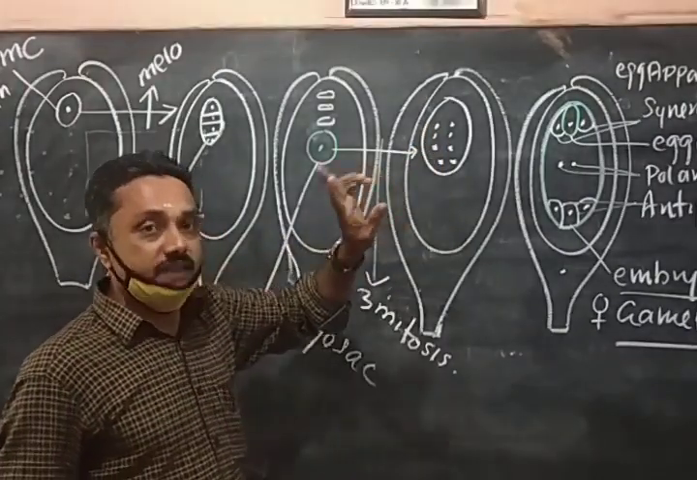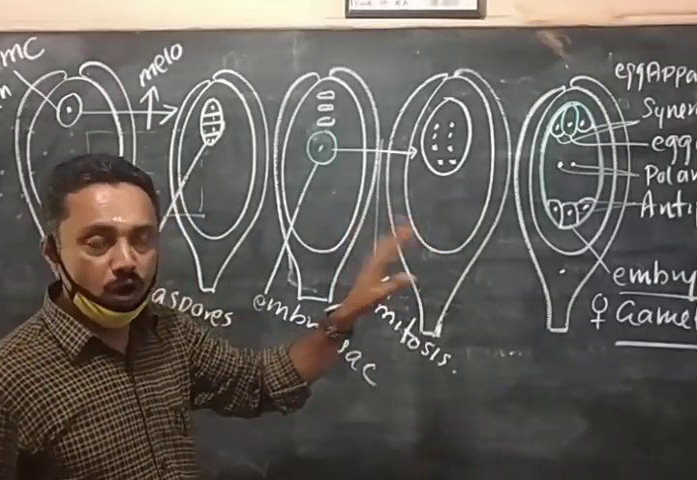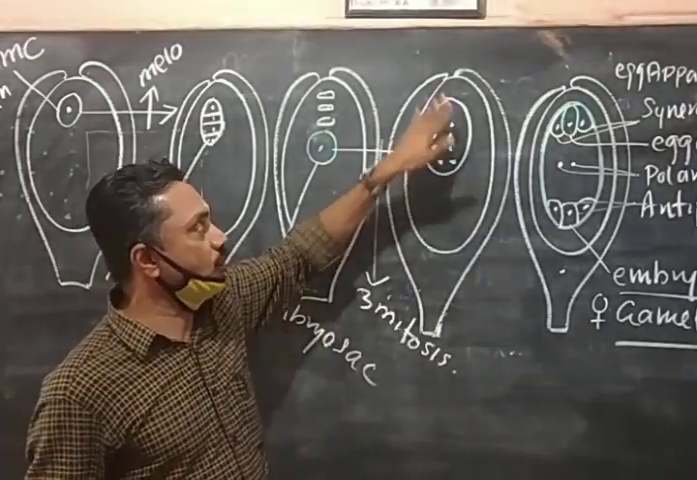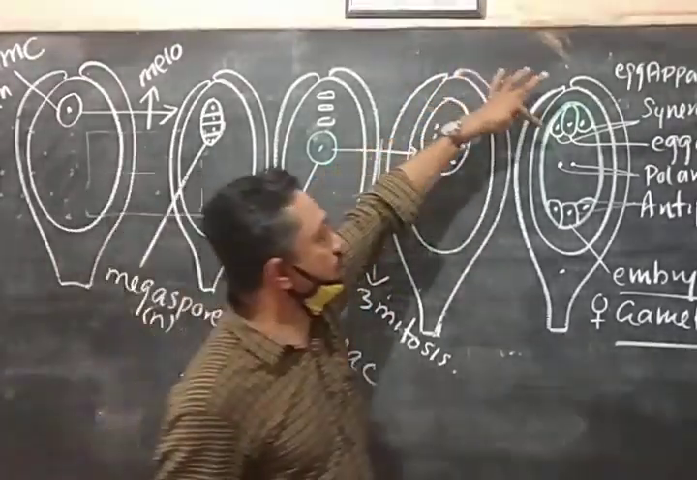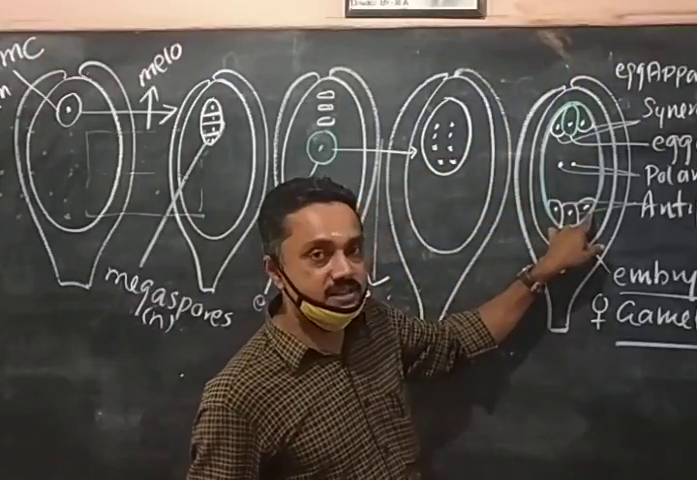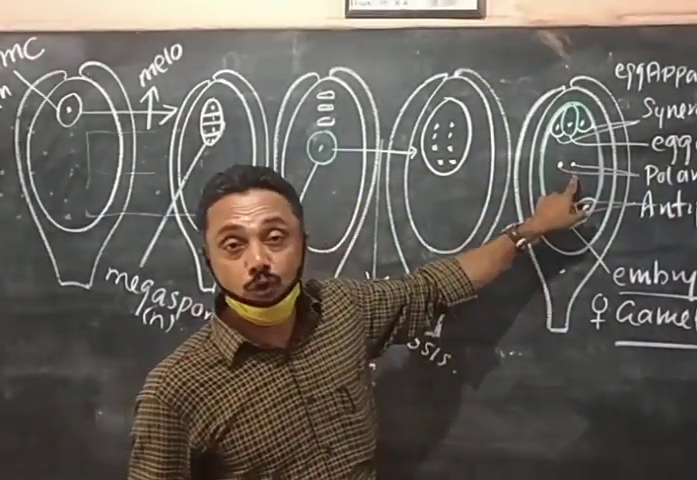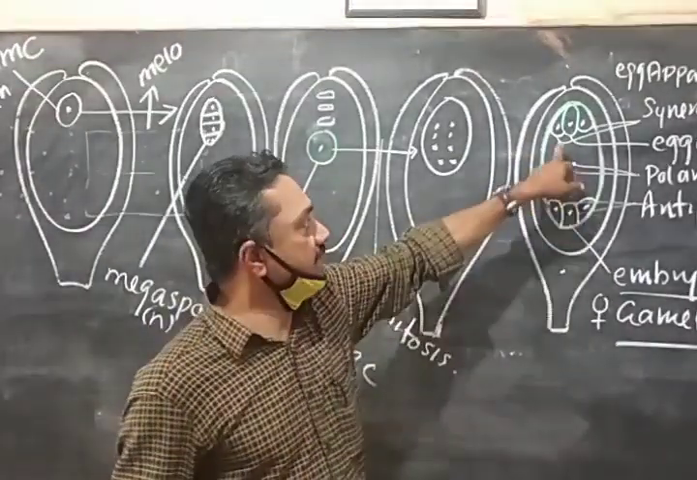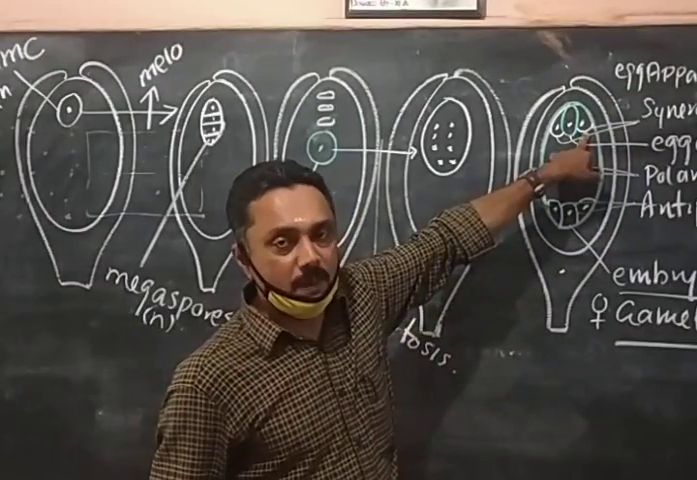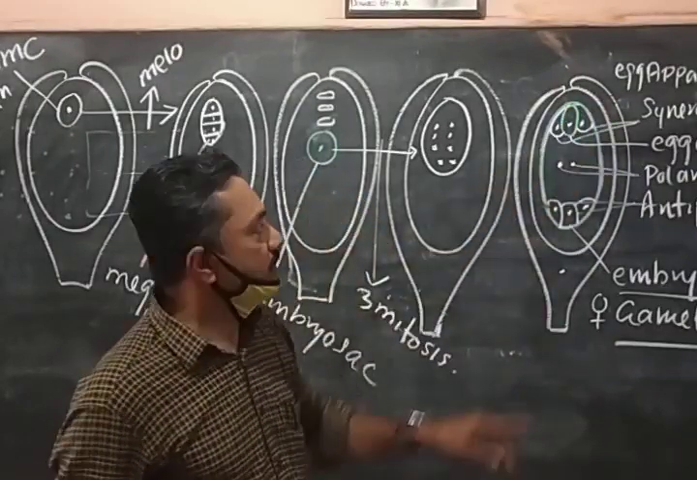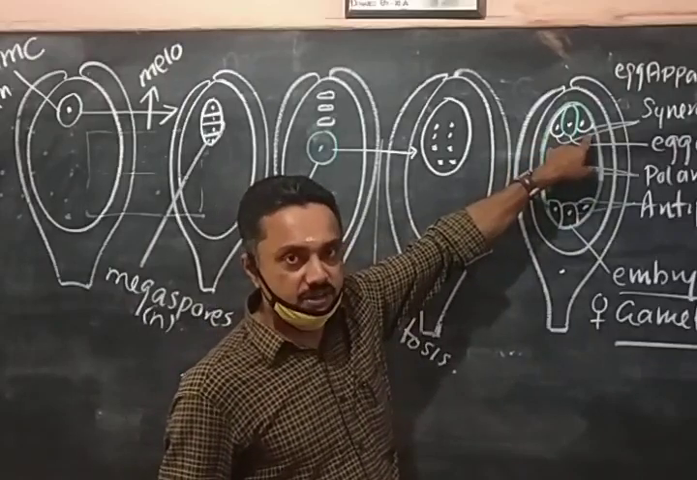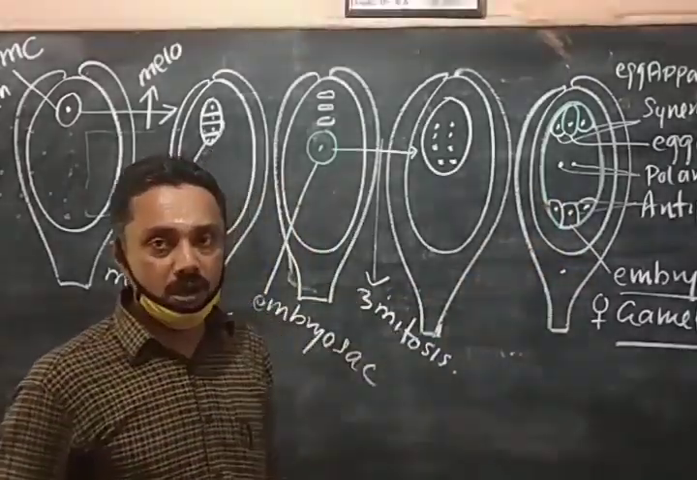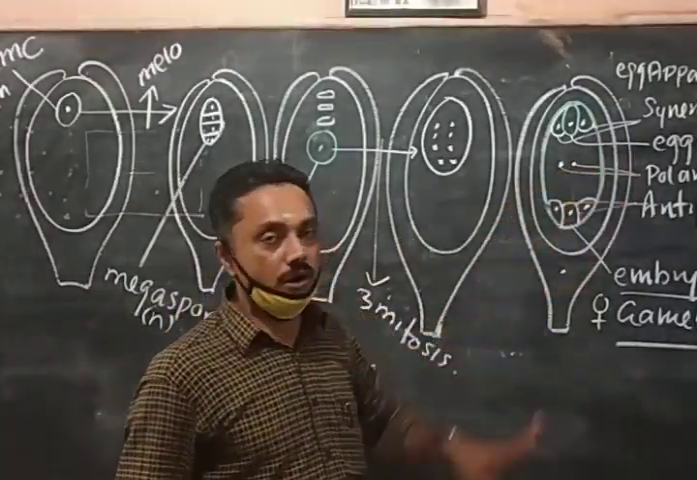So the nucleus divides 3 times, 1 into 2, 2 into 4, 4 into 8. So by division 8 nuclei are obtained, and these 8 nuclei arrange themselves. 3 move towards the micropyle, 3 move towards the chalaza, 2 remain at the center. Cell wall formation takes place around each nucleus except at the center. The 3 cells formed at the micropylar side are called the egg apparatus, with the central egg cell and 2 synergids. The 3 other cells at the chalazal end are called antipodal cells, and the 2 remaining at the center are called polar nuclei.